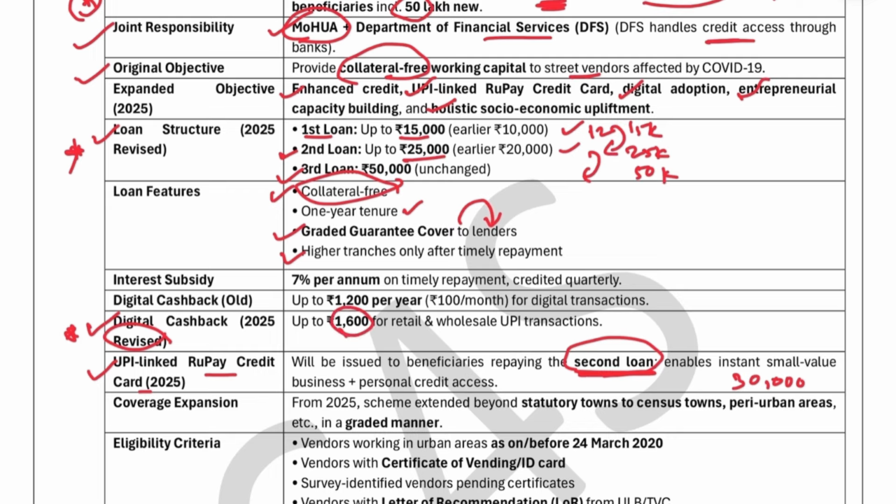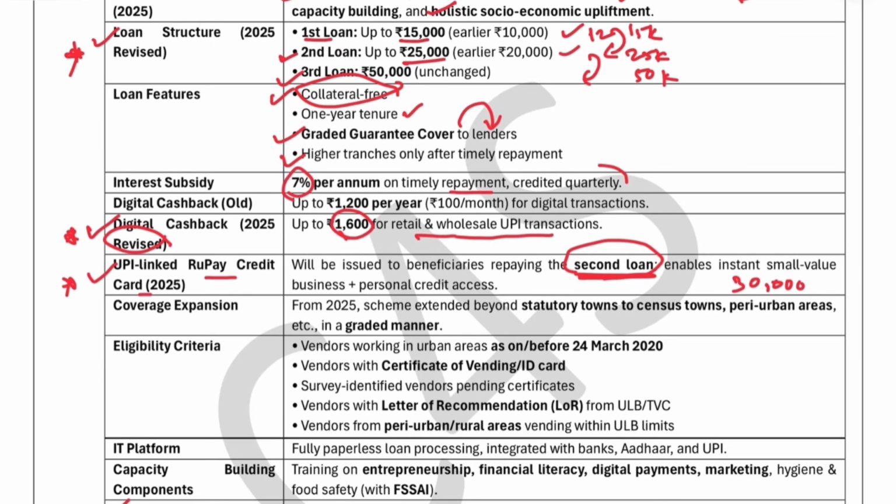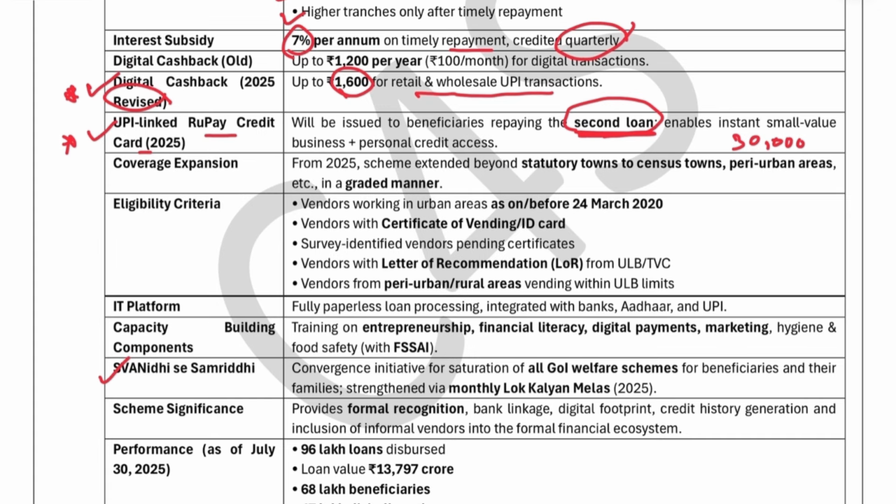Then digital cashback is again revised. This is again important. You can receive up to 1600 for retail and wholesale UPI transactions. This is again an important point. And the interest subsidy will be 7% per annum for timely repayments, and it will be credited quarterly.